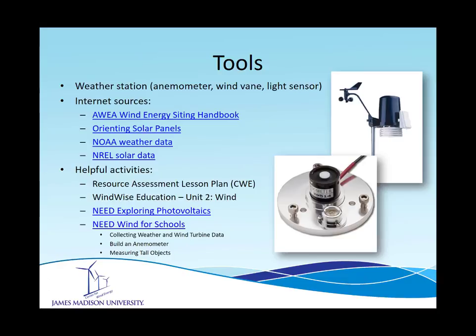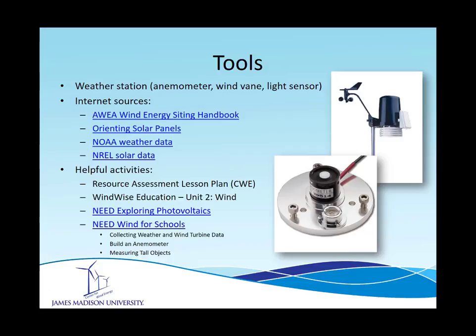So in terms of tools to use for this particular task, we talked a lot about weather stations. Weather stations are great. Again, Met towers are available through the Center for Wind Energy. There's online sources for getting that data. But in terms of physical tools, your weather station should definitely have an anemometer and a wind vane, and if possible, a pyranometer or light sensor.